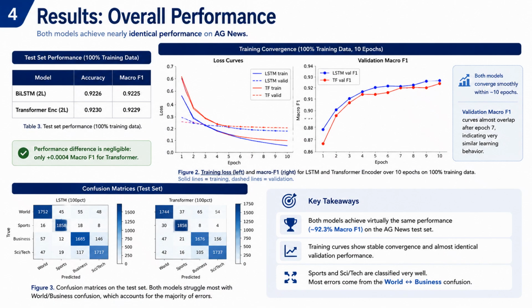Finally, the confusion matrices show that both models classify the sports and science and technology categories very well. However, the largest source of error for both architectures is the confusion between the world and business classes, likely because many news articles contain overlapping political and economic content. Overall, these results suggest that on the AG News dataset, the encoder architecture alone does not create a meaningful performance difference.